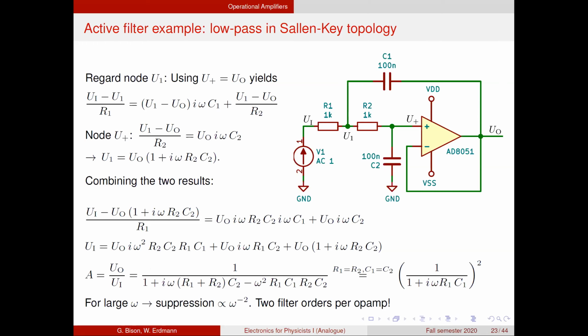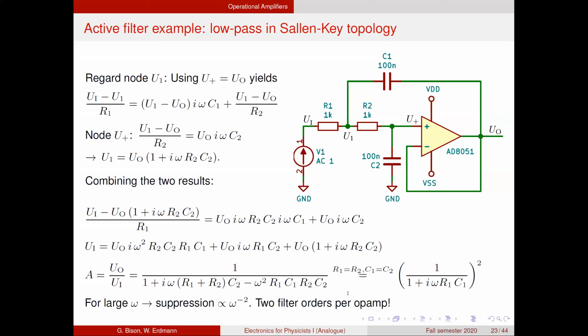In order to make this a bit easier to understand, we again have a look at a special case where the two resistances and the two capacitors are equal. And then we find that this is equal simply to the transfer function of a normal first order low pass filter squared. Okay, so this shows us that with this Sallen-Key topology, now you can see there are actually two RC filters. There's a resistor and a capacitor, and a resistor and a capacitor, that we get two filter orders with one op-amp.